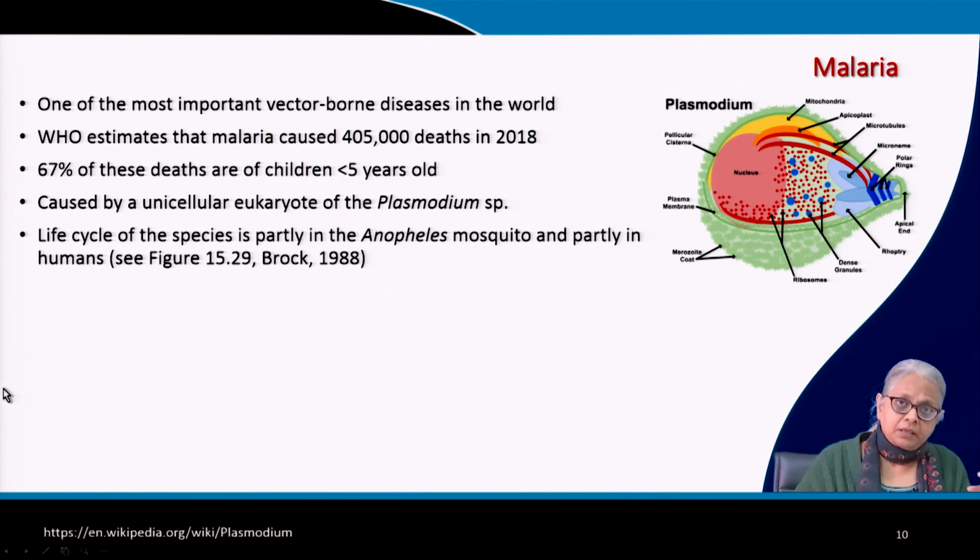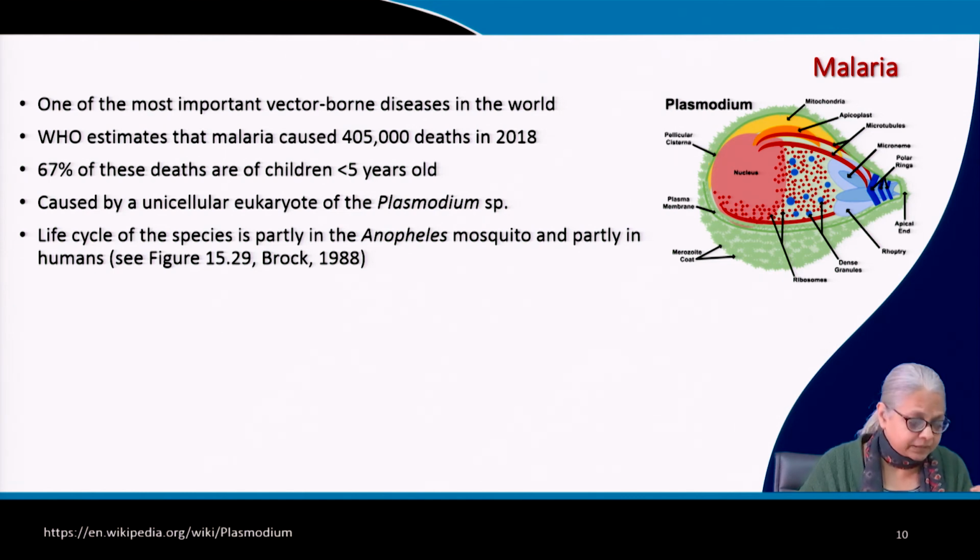So when a mosquito has these haploid cells in its gut, in its blood, these gametes, both the male as well as the female, will be fertilized. They will produce the zygote. The zygote is diploid, and this diploid zygote will grow and result in what are called sporozoites. And these sporozoites will be released.